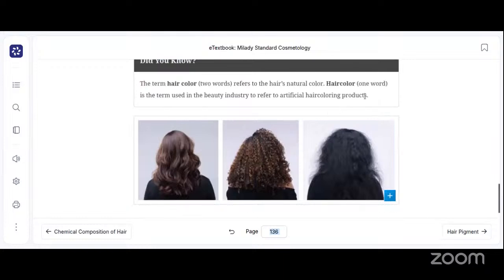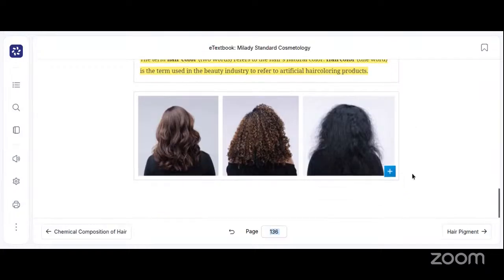Let's look at the did you know. This is great for my colorists as well. The term hair color, two words, refers to the hair's natural color. Haircolor, one word, is the term used in the beauty industry to refer to an artificial color. So if someone is saying, well, my hair color, I'm a level 4, I'm going to say, well, I'm going to use two words, hair color. And then if a person tells me they want to go to a number 4 haircolor, I know that that's a box color or that's a formulated color. It is something artificial. It's not something that they were born with. Okay.